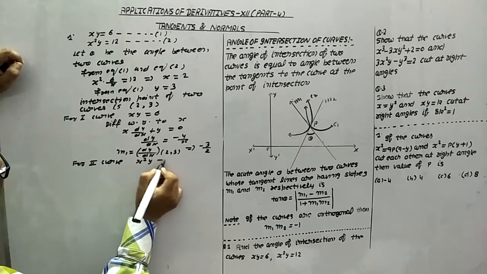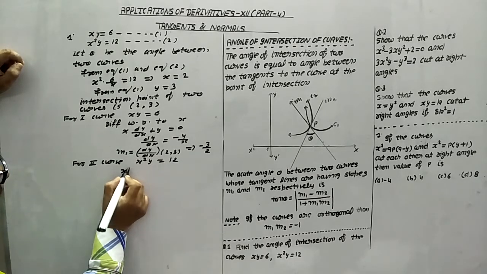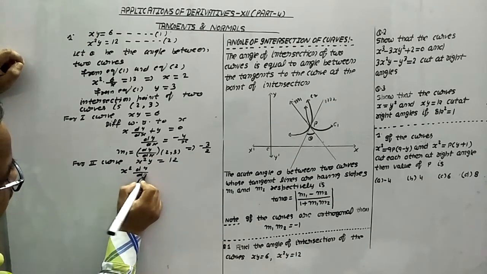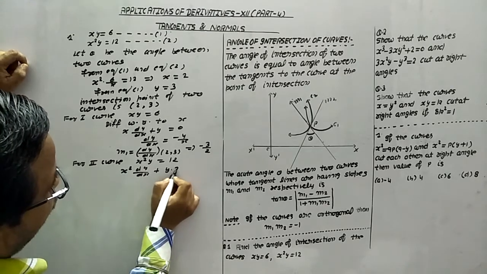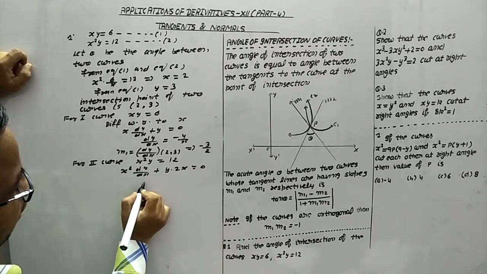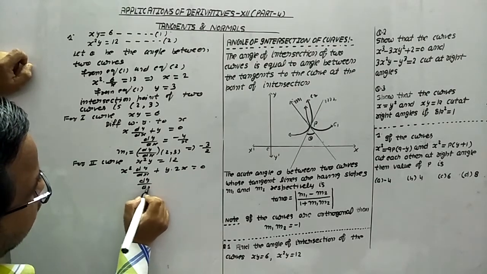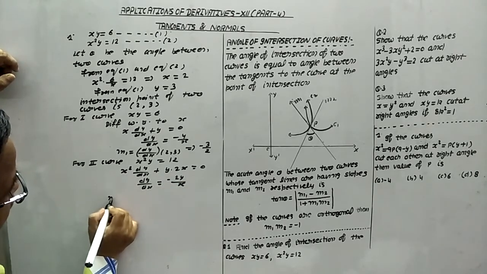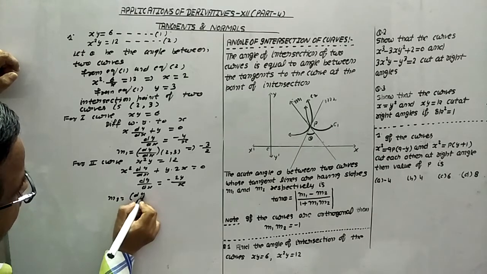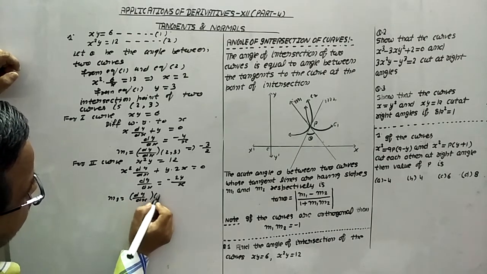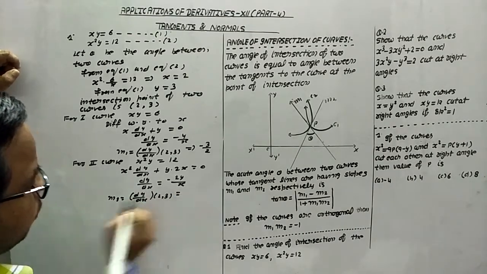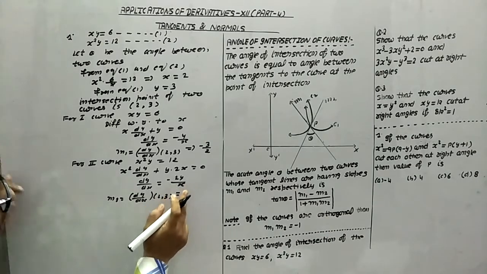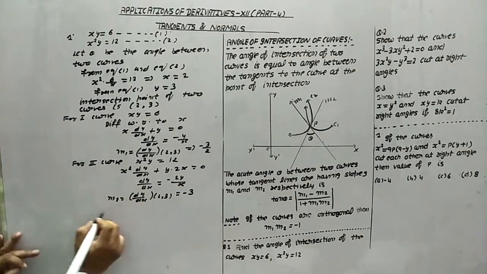Now, for the second curve, we have x square y equals 12. Differentiate with respect to x: x square dy by dx plus y times 2x equals 0. It means dy by dx is equal to minus 2y upon x. It means m2 is equal to dy by dx at (2, 3). Substitute the values, and this becomes minus 3.